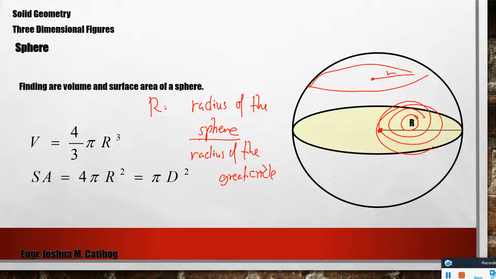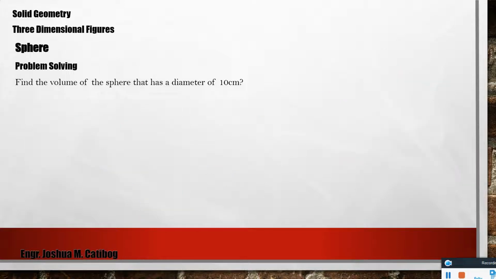So again, we have the volume 4 over 3 pi multiplied by r cube and the surface area is 4 pi r squared. Actually, dito na lang po tayo mag-focus kasi alam naman po natin ang relationship ng ating diameter tsaka radius. So diameter is what? Twice po ng ating radius. Okay, so from here, we are going to solve mga problems po regarding our sphere.